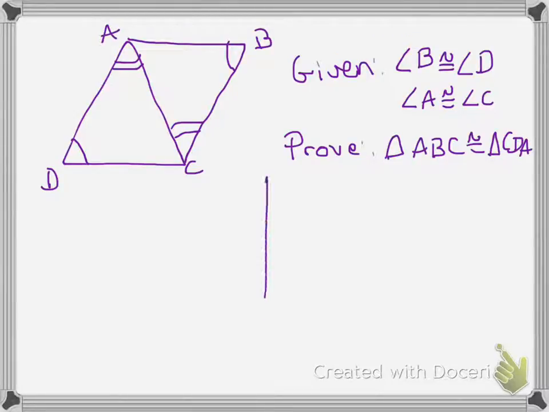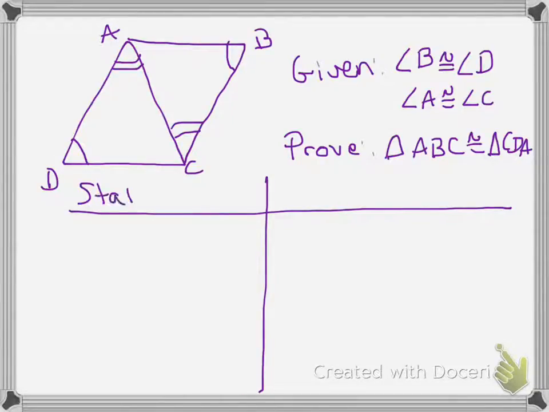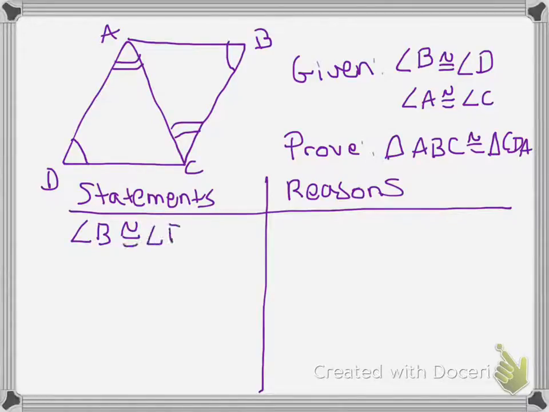So, one of the ways that you can do this is with what we call a two-column proof. Some of you may remember this from last year. On one side, you have your statements, and on the other side, you have your reasons. So, our first statement is going to be our givens, okay? Now, you always start with what you're given. So, our first statement is angle B is congruent to angle D, and our reason: given. Our other one, angle A is congruent to angle C, again, our reason: given.